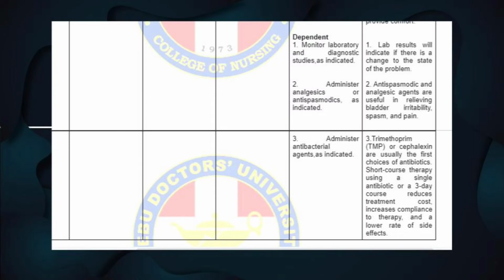Now, under dependent, we have monitor laboratory and diagnostic studies as indicated. Lab results will indicate if there is a change to the state of the problem. Two is administer analgesics or antispasmodics as indicated. Antispasmodics and analgesic agents are useful in relieving bladder irritability, spasm, and pain. Third and the last, administer antibacterial agents as indicated. Trimethoprim or TMP or cephalexin are usually the first choices of antibiotics. Short course therapy using a single antibiotic or a 3-day course reduces treatment costs, increases compliance to therapy, and has a lower rate of side effects.